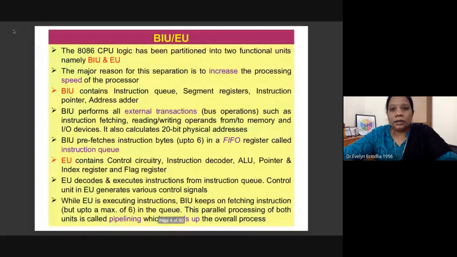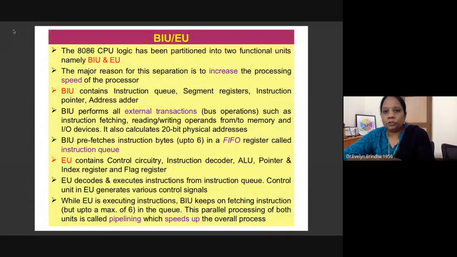Okay, so here, let's just go through the points one by one. 8086 is divided into two functional units. One is BIU and the second is EU. Mainly the separation is done to increase the processing speed of the processor. I will share the entire presentation with you, so you can go through this also at your own pace.